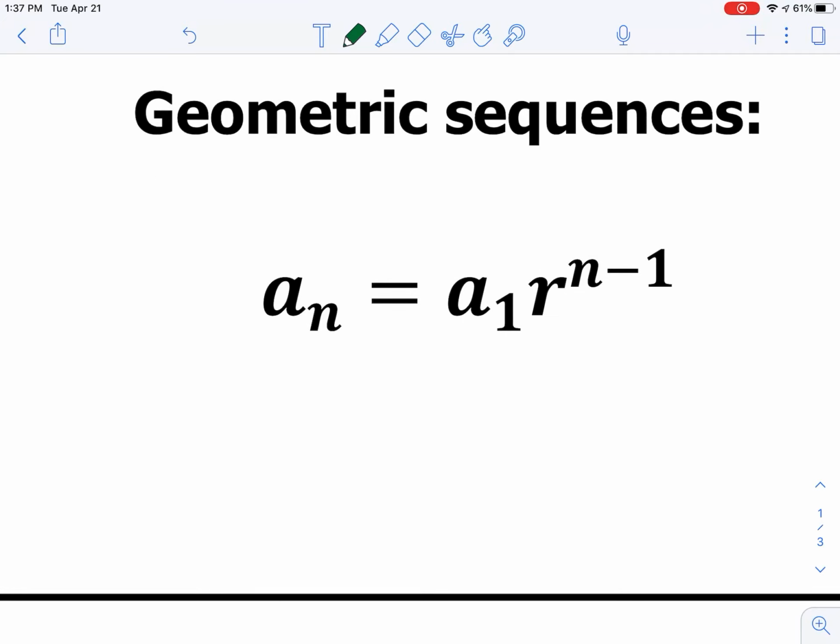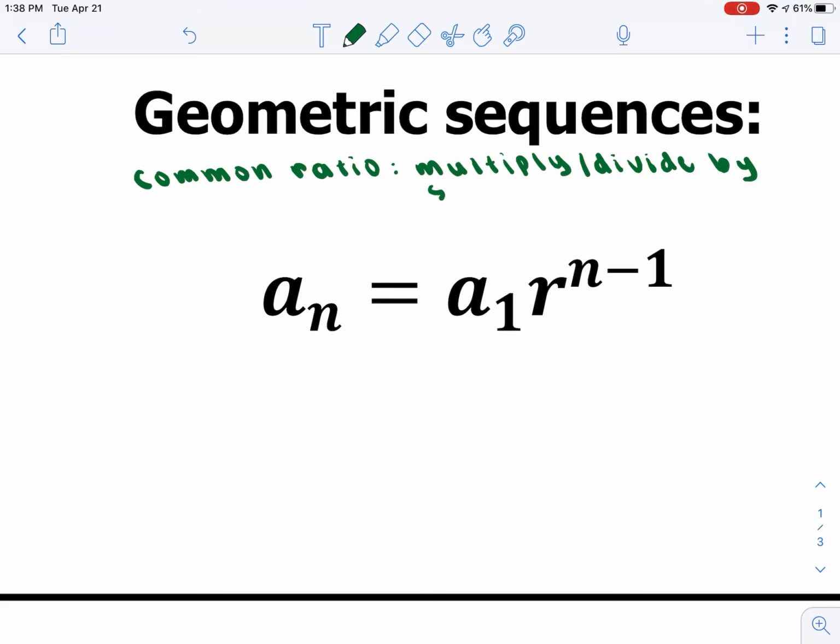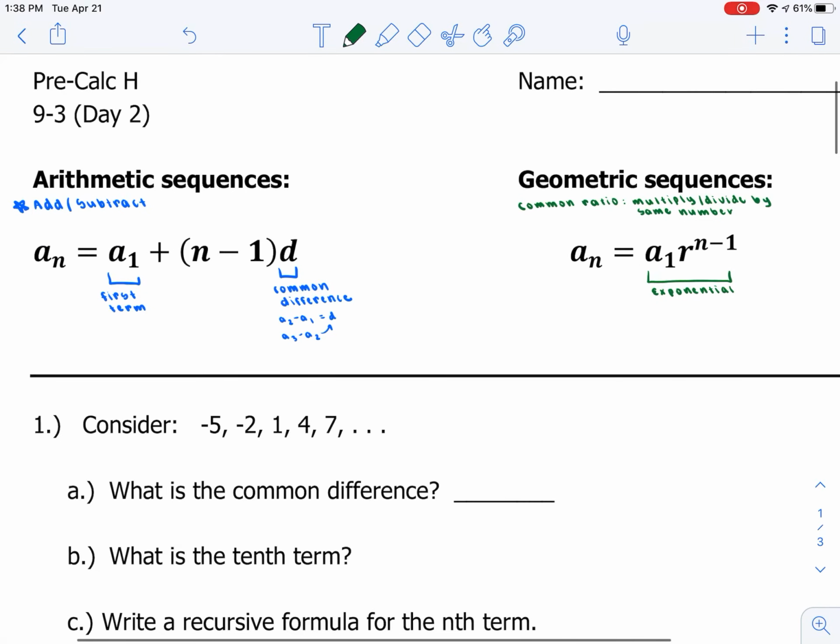Geometric go hand in hand with exponential functions. You will notice that a geometric sequence is created when you have what we call a common ratio, which means we multiply or technically divide by the same number each time. Now, you will notice that when you are working with geometric sequences, this right here is an exponential function. Notice how when you're dealing with arithmetic, you are creating a linear function.